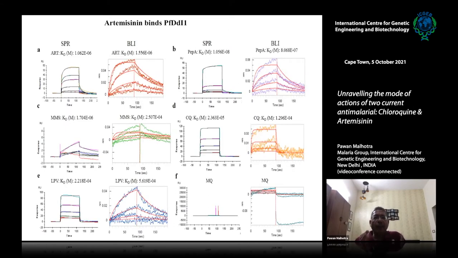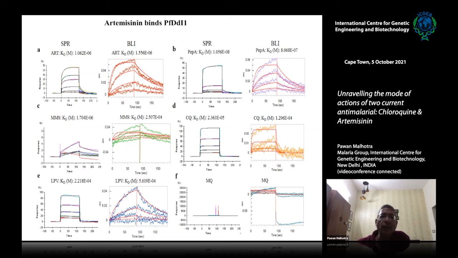And then, if this protein has activity, does artemisinin bind to it? Then we studied various DNA damage inducing inhibitors, as well as artemisinin, lopinavir, which is a protease inhibitor, and other drugs to study the binding affinity with both BLI and SPR methods. And we could see that this protein binds to artemisinin very nicely, beautifully, in a dose-dependent manner. Although others bound too, its affinity was highest for artemisinin.